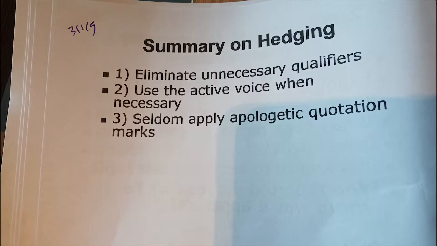So here's my summary on hedging. Don't use any extra qualifiers, those hedging words that I showed you. Use the active voice whenever possible, especially don't start your sentence with it, a terrible way to hedge. And finally, don't use the apologetic quotation marks. Avoid them, AMA forbids them. They usually confuse more than help.